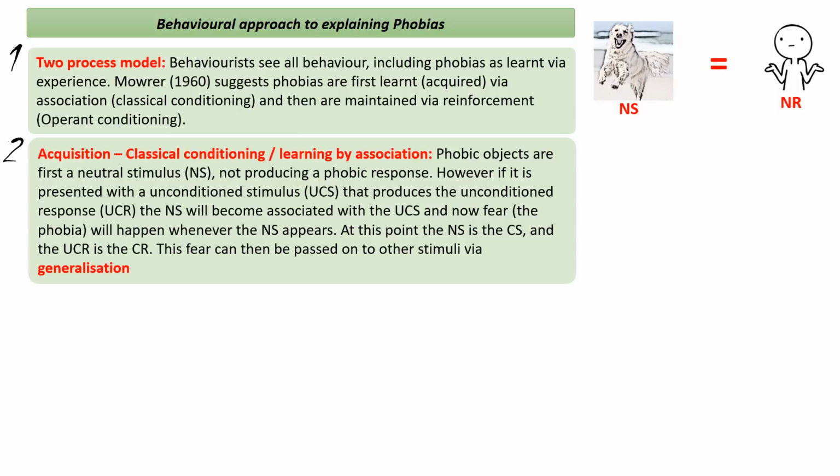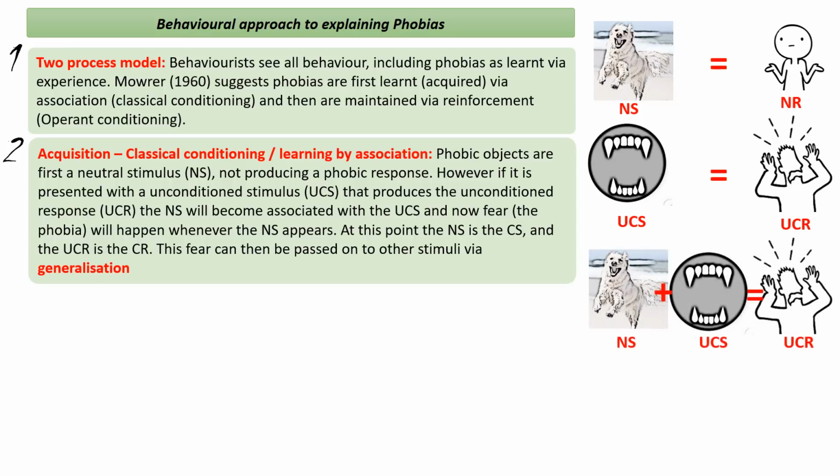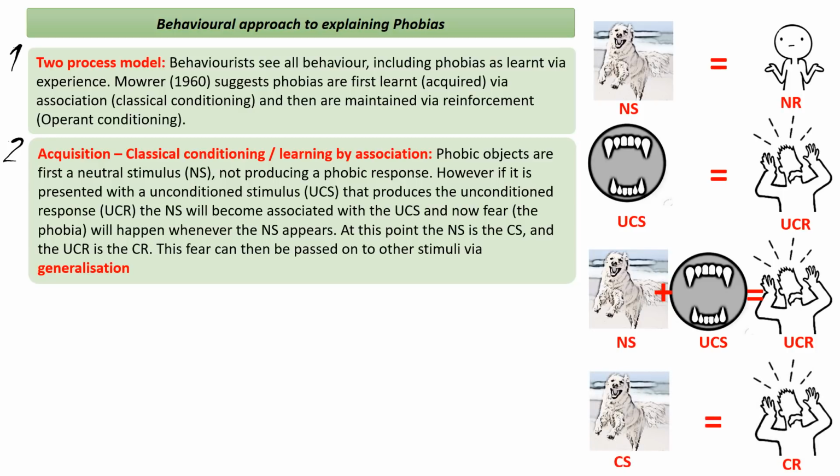Now a good example is a bite. A bite is painful and this will cause automatically a fear response. Now if for example it was a dog that bit you, the dog would have started as a neutral stimulus, but now the neutral stimulus has become associated with the unconditioned stimulus. Once this association has happened, fear will occur whenever the neutral stimulus appears. Now at this point the neutral stimulus is now the conditioned stimulus, and that fear response, originally the unconditioned response, is now the conditioned response.